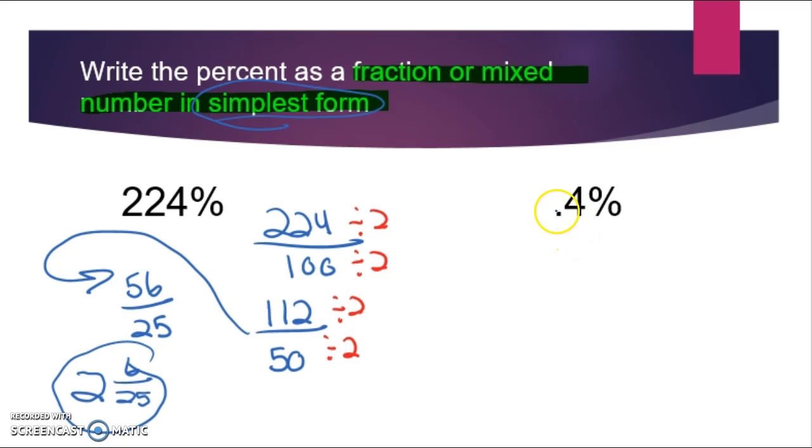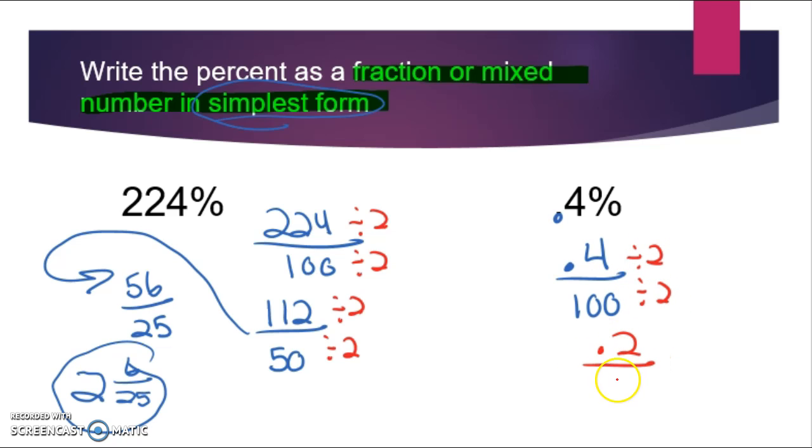Then over here I have 0.4. This point is very important because that means I actually have 0.4 out of 100. So now I'm going to figure out what I can take out. I can take out a 2. 0.4 divided by 2. So half of 0.4 is 0.2. And then I figure out what else I can take out of there. So 2 and 50, I can take another 2 out. So now I have 0.1 over 25.